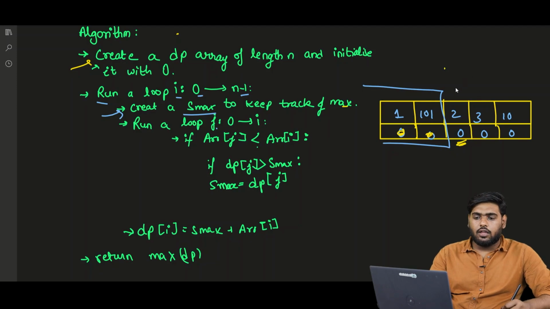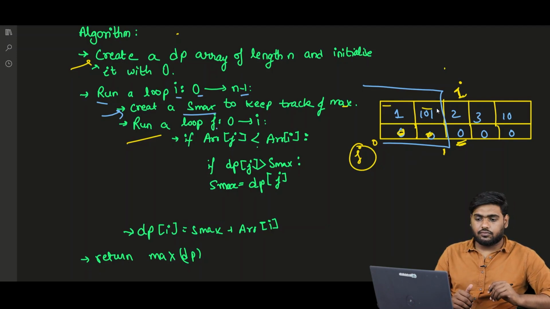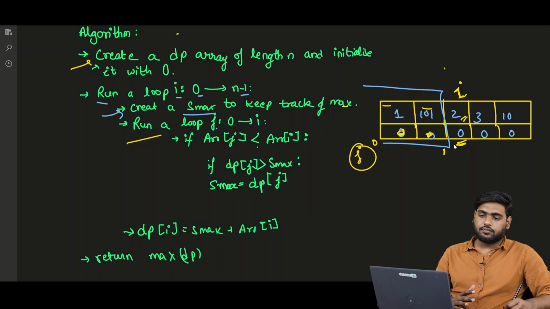What will I do? My i is here, right? I have to take one more variable j, which is for this loop. It will be traveling from 0 till here, till where my i is. And what it needs to figure out is, first of all, what are the values that we can take under consideration. We can only consider those values which are less than our current value. Why? Because we are talking about increasing subsequences, right?